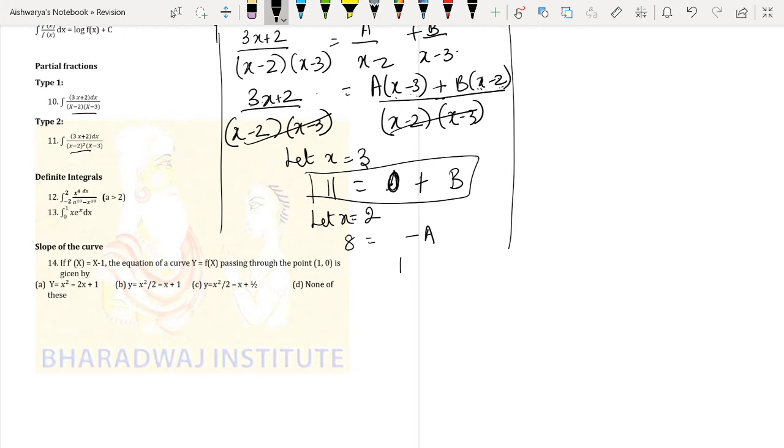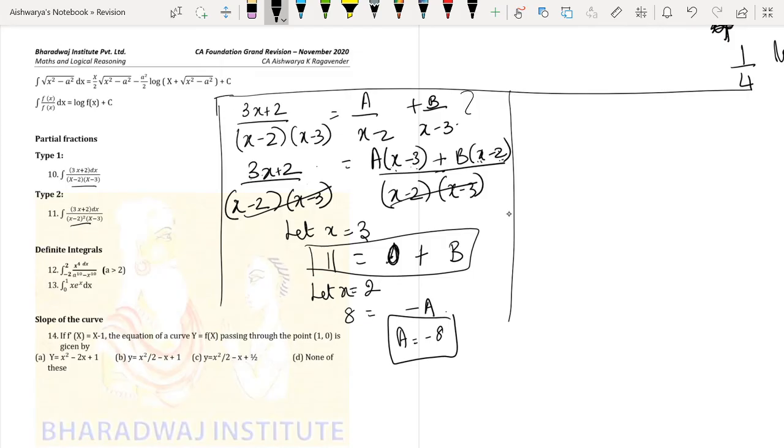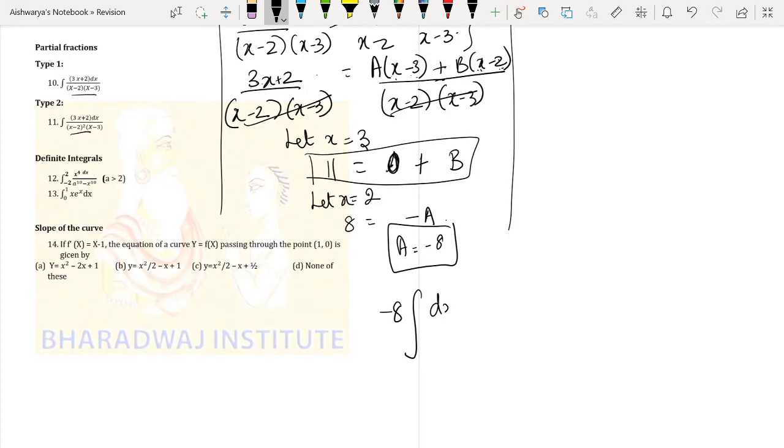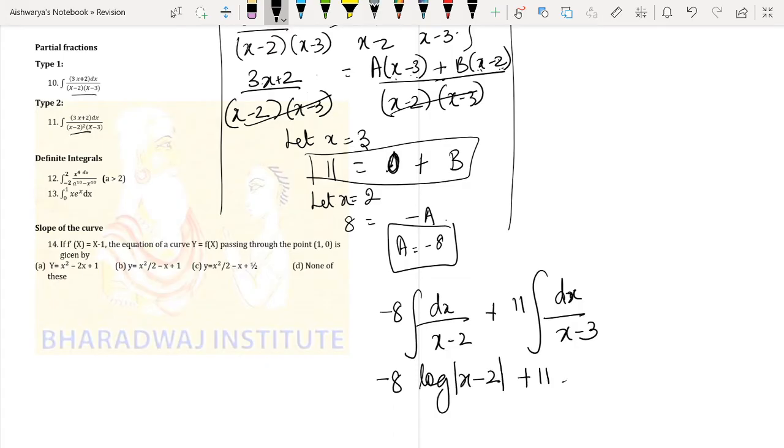Now that you got a and b, you are going to substitute it in this particular equation, which is nothing but the integral. The a value is minus 8, keep it outside the integral, dx divided by x minus 2 plus 11 dx divided by x minus 3. Now when you have it in the division it becomes minus 8 log of x minus 2 plus 11 log of x minus 3. This is what you will be getting here. Okay, and plus k you will have.